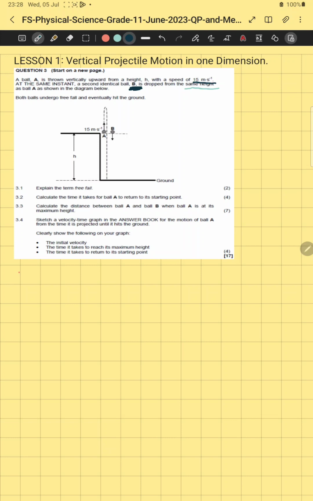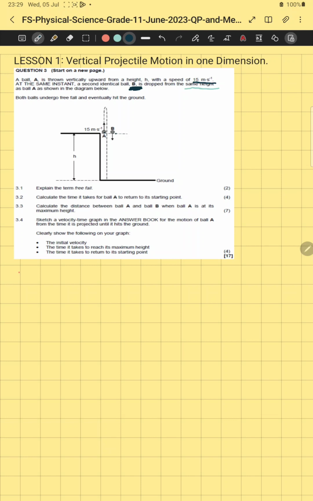Now, in order for you to answer the following questions correctly, you need to analyze the diagram. Here we've got two balls coming from the same height. We've got ball A and ball B. Ball A is going vertically upwards, and ball B is being dropped from the same height, but ball B is going down.